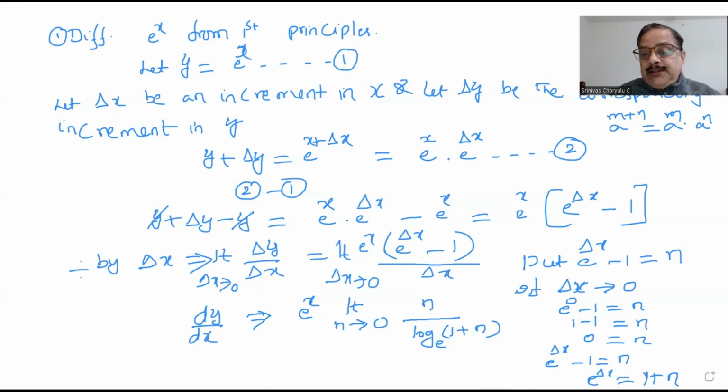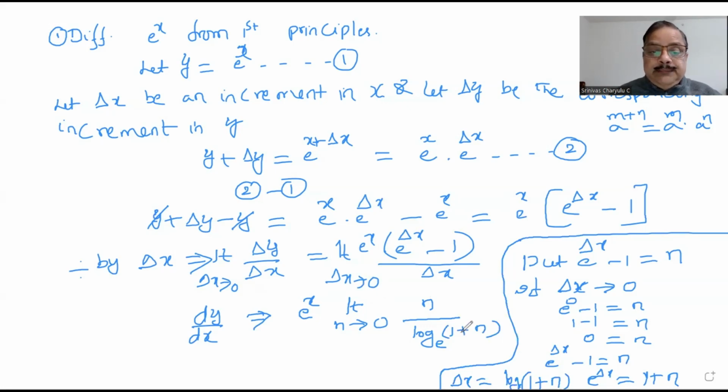So e to the power of delta x is equal to 1 plus n means what? Delta x is equal to log 1 plus n to base e. Same thing I substituted here. So substitution is from here and up to this. So delta x becomes now in terms of log. That's what we wrote here.